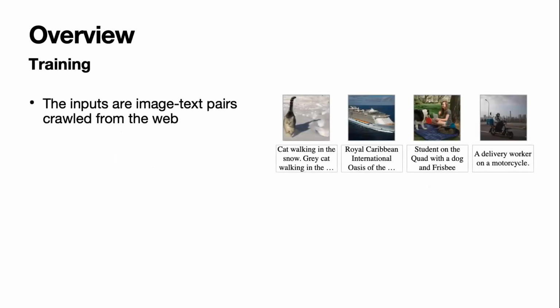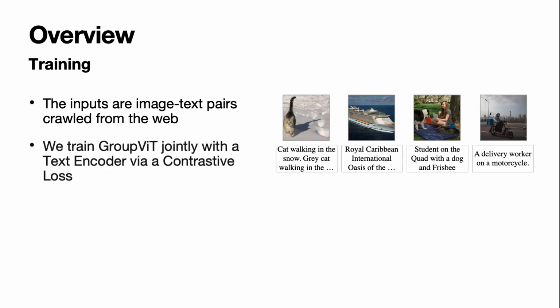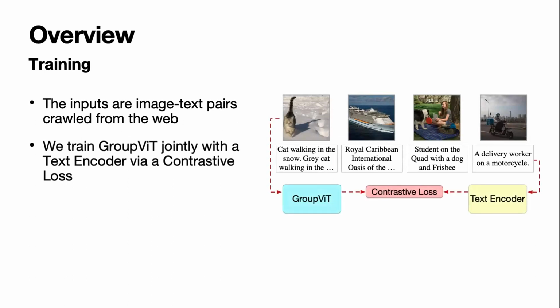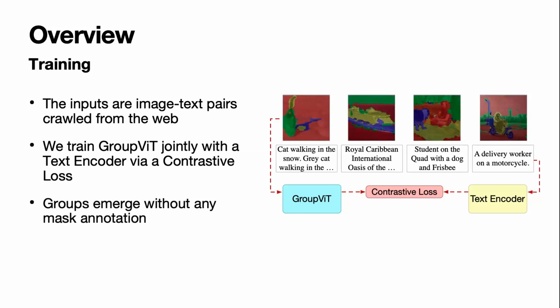So our goal was that you have a large amount of image and caption pairs that you've curated from the internet. And then we train Group VIT using a contrastive loss between the caption as well as the image. And what we find is that in the process of training Group VIT, these self-learned groups emerge bottom up. It's basically bottom-up grouping. These groups emerge and they're semantically meaningful, which was really interesting.